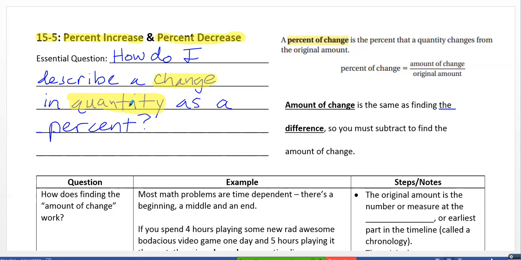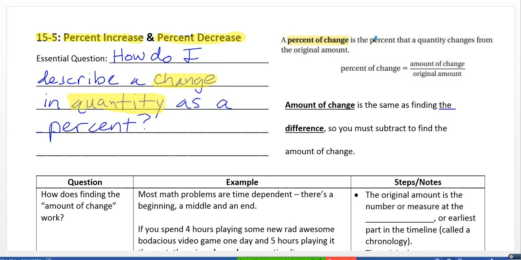Like if I say something goes from 5 to 8, maybe homework assignments you have to do or something. The change in quantity from 5 to 8 is 3. How do you determine that? 8 minus 5 is 3. Okay, so that has something to do with percent change.